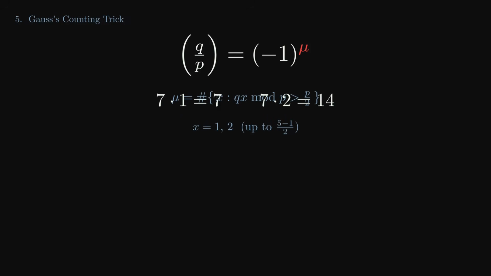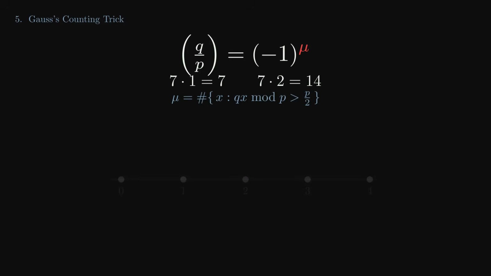Reduce each one mod 5, but keep the remainder in the range that can also go negative. That is, if a remainder lands above 2.5, count it as a negative amount instead. What Gauss's lemma says is that the Legendre symbol equals -1 raised to the number of times you had to flip a sign. Let us just do it.